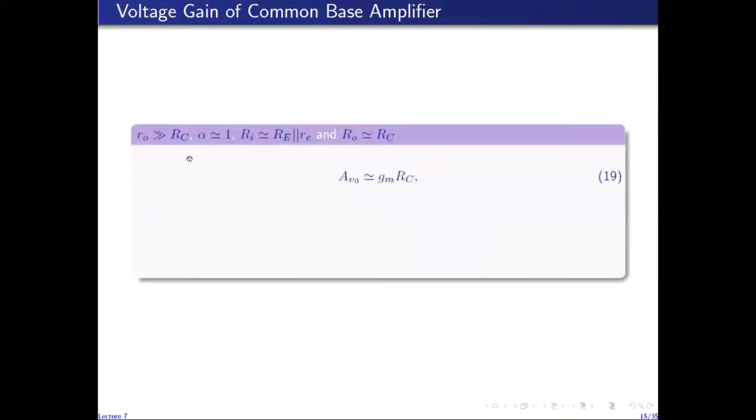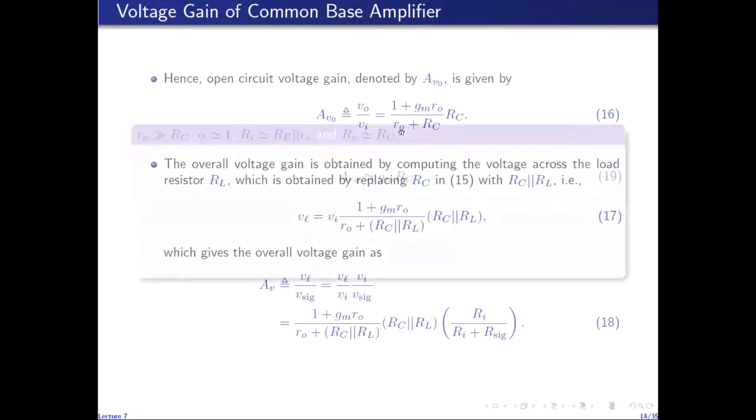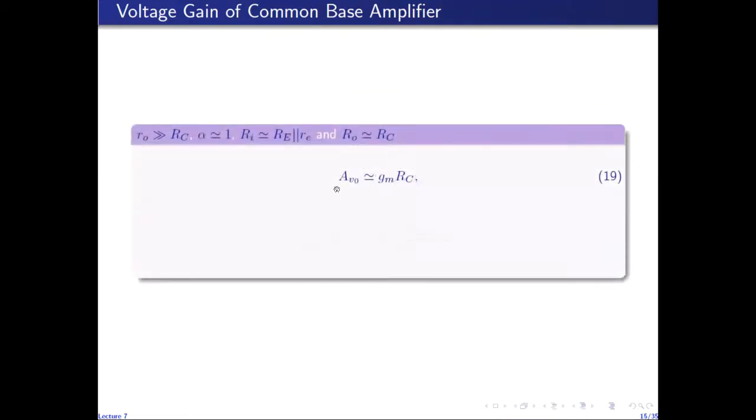Again, we can make use of these reasonable assumptions that small r0 is much greater than RC and alpha is approximately 1, which gives the input resistance of the amplifier as this and the output resistance of the amplifier as RC. In this expression for the open circuit voltage gain, if small r0 is much greater than RC, then the denominator is approximately small r0. And since small r0 is large, GM r0 is much greater than 1, so the numerator is approximately GM r0. So r0 gets cancelled and we are left with GM RC for the open circuit voltage gain of the common base amplifier.